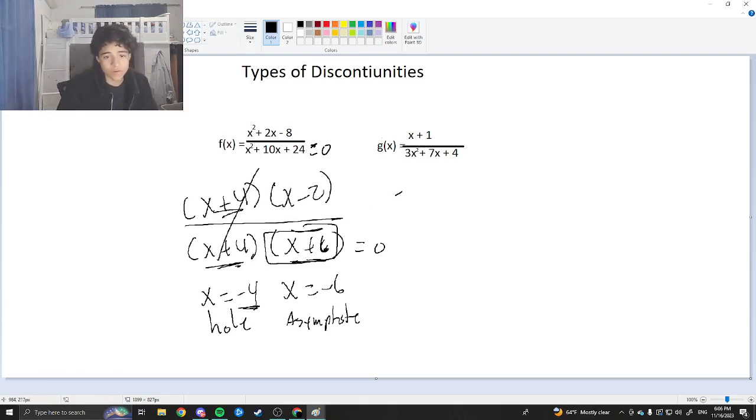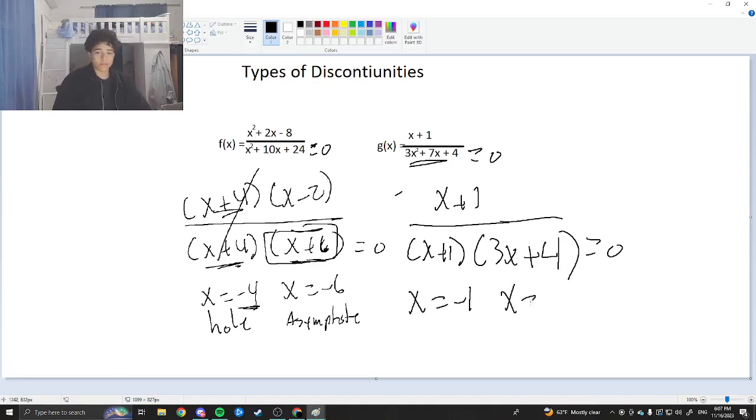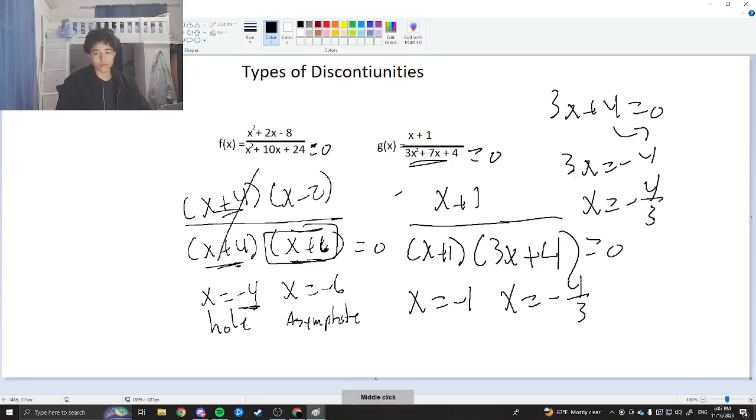We're trying to solve this over here, and we're setting the denominator equal to 0. You can't factor the top, so we'll keep the top the same, x plus 1. Over, if you factor the bottom here, you'll get x plus 1 and 3x plus 4, I believe. If we set each of these equal to 0, you'll get x equals negative 1, and for the right, x equals negative 4 over 3. How did we get that? You have 3x plus 4 equals 0. You want to move the 4 over, so you have 3x equals negative 4. Then x equals negative 4 over 3 because you're dividing both sides by 3.